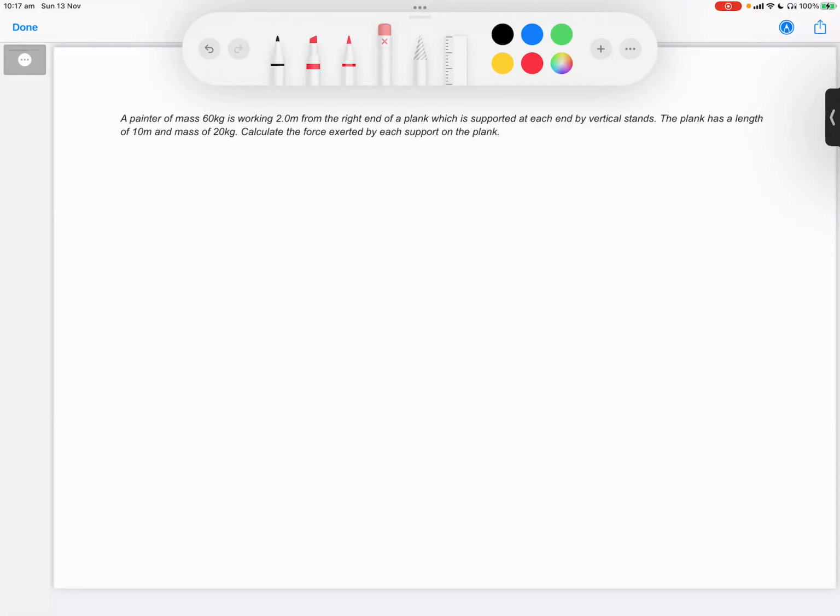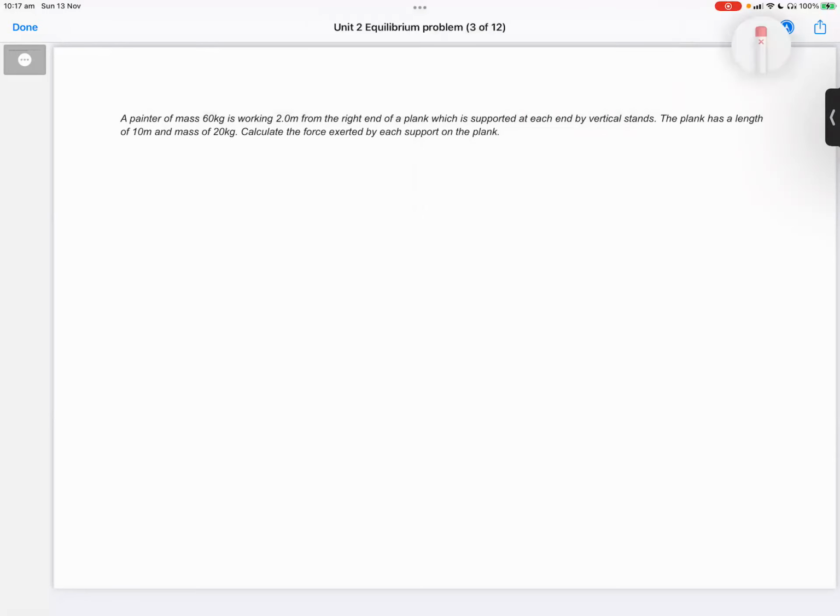So we'll solve it by demonstrating a problem, and I've just made one up here. It's just a painter standing on a plank. It's supported at each end by vertical stands. So the plank has a length of 10 meters and a mass of 20 kilograms. Calculate the force exerted by each support on the plank.